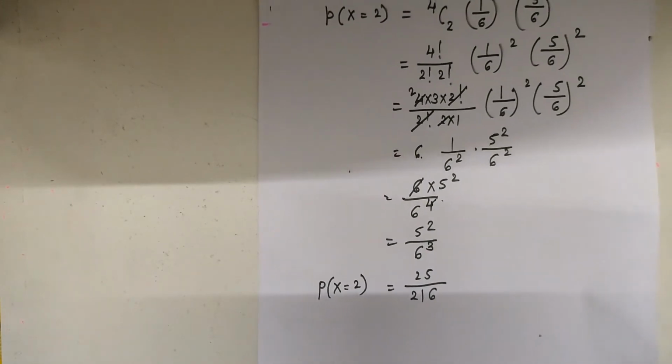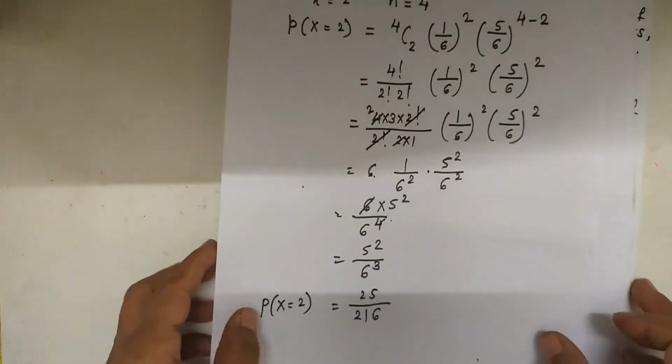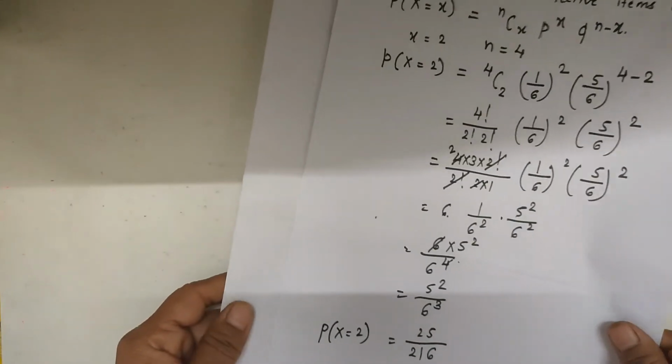Now by using the binomial distribution, we get the probability of the number of doublets. Let's see the next example.